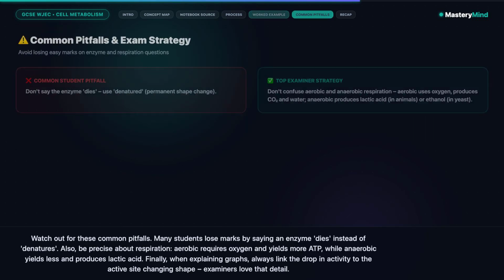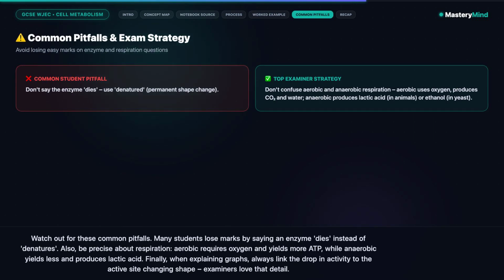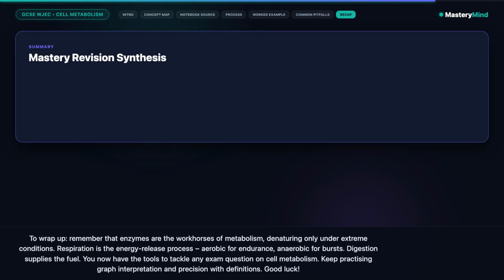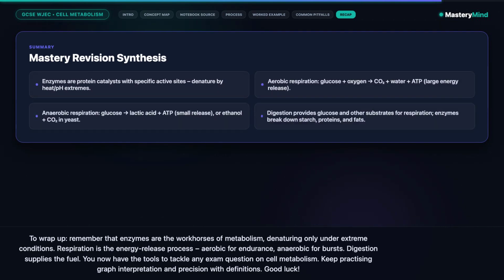Watch out for these common pitfalls. Many students lose marks by saying an enzyme dies instead of denatures. Also, be precise about respiration. Aerobic requires oxygen and yields more ATP, while anaerobic yields less and produces lactic acid. Finally, when explaining graphs, always link the drop in activity to the active site changing shape. Examiners love that detail.